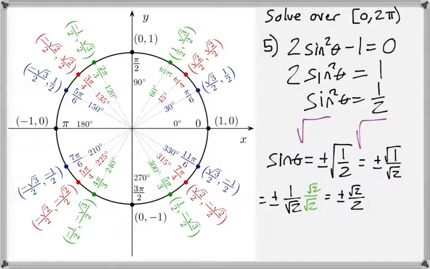So I'm looking for where is sine of theta equal to plus or minus square root of 2 over 2. And sine is the y value. So here's a positive square root of 2 over 2. Here's a positive square root of 2 over 2. Here's a negative square root of 2 over 2. And here's a negative square root of 2 over 2. So these will be my 4 angles.